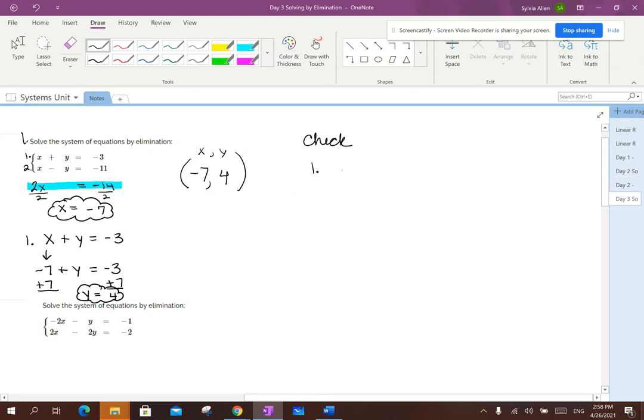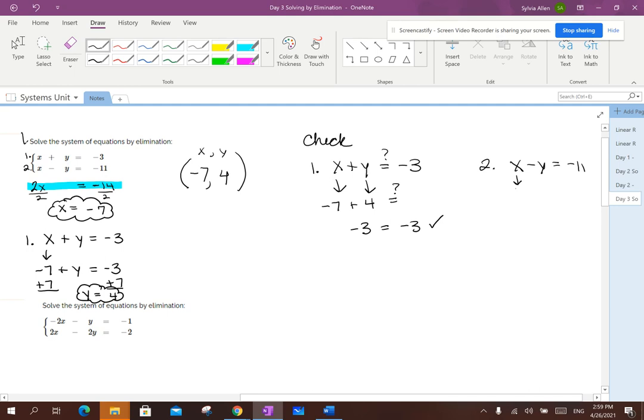So equation 1 said x plus y equals -3. And equation 2 said x minus y equals -11. I'm replacing the x with -7 and the y with 4. And I'm checking to see what that equals. I get -3 equals -3, so we're good.